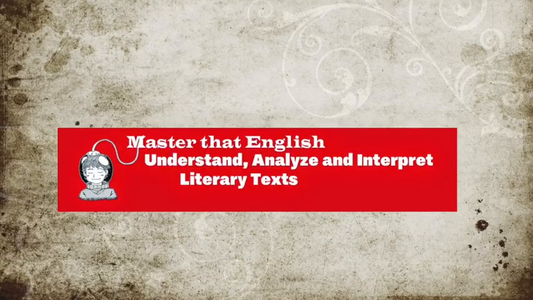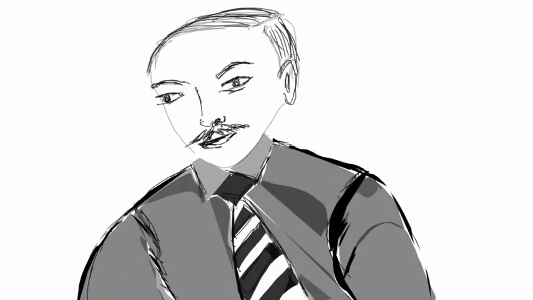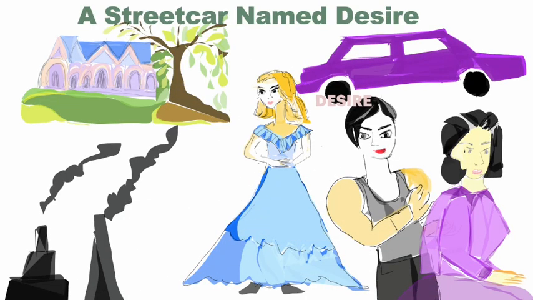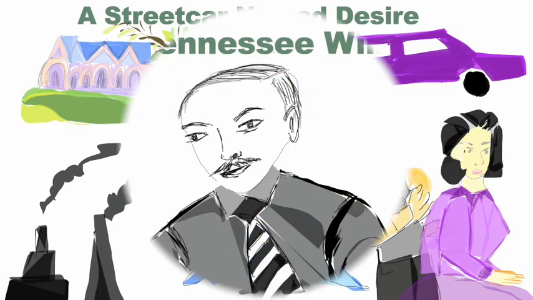Our topic for today will be the analysis of a play written by the American dramatist Tennessee Williams, and the name of the play is A Streetcar Named Desire. So get your pens and notepads ready because here we go.